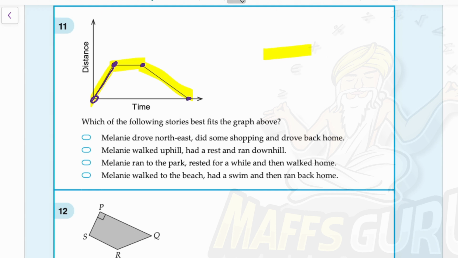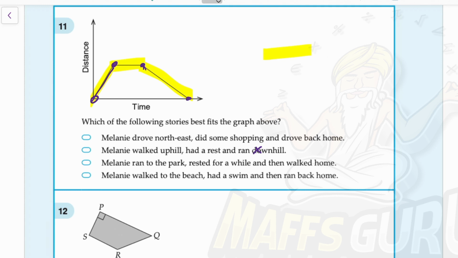All right, so which of the following best fits? Melanie drove northeast, did some shopping and drove back home. Okay, maybe she's gone somewhere. She's done some shopping and driven back home. Melanie walked uphill, had a rest and ran downhill. Okay, interesting. Now, if she was to run downhill, then she'd actually take less time than she did going up, which means that we'd be looking here at a steeper gradient. So it's not going to be this, because if she ran downhill, she's not going to have that gradient.